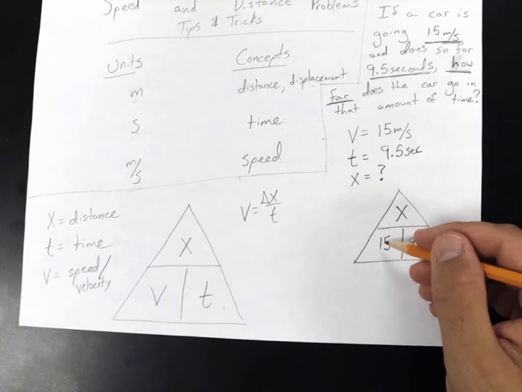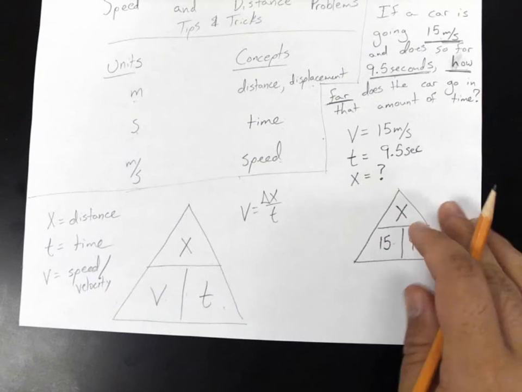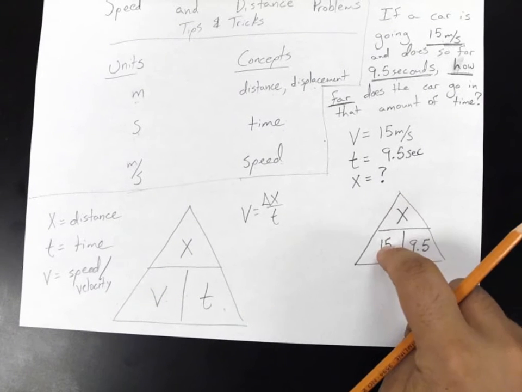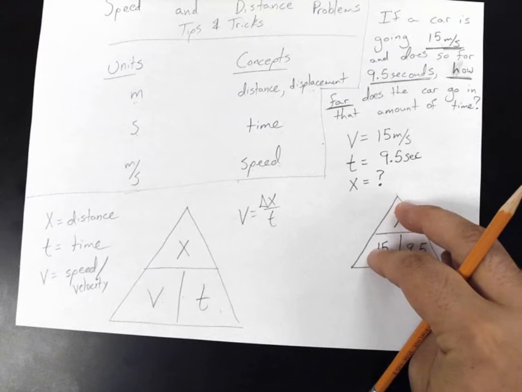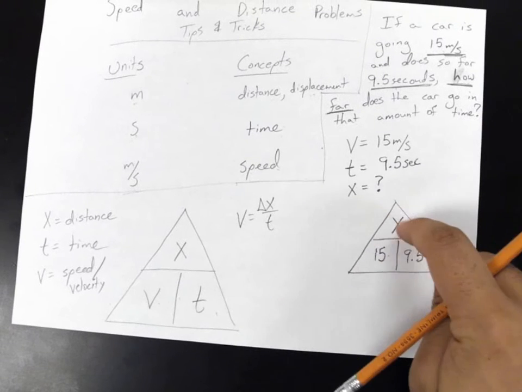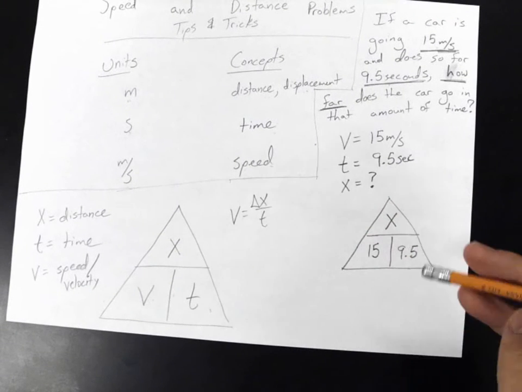If two numbers are on top, so like x over 15, let's say it was this number we knew and this one we also knew, then you will divide. If you knew this number and this number, you would also divide. So let me show you what I mean.